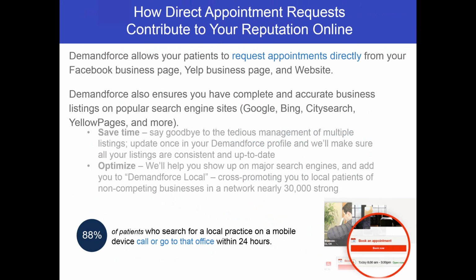Demandforce helps with this as well. We tie in to different places online, allowing people to schedule appointments, places like your website, Facebook, and Yelp. And this is, again, just effective for the consumer and making it easy for them once they've made the buying decision that they want to come see you over another practice, allowing them, even if it's 11 o'clock at night, to be able to schedule an appointment instead of having to pick up the phone.